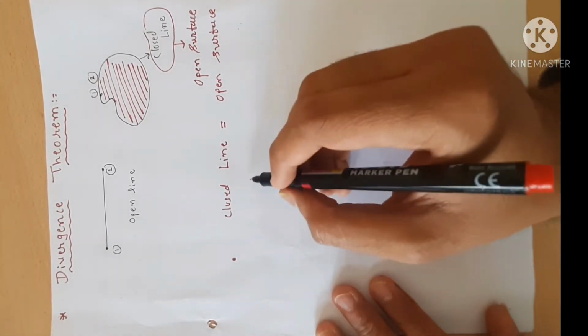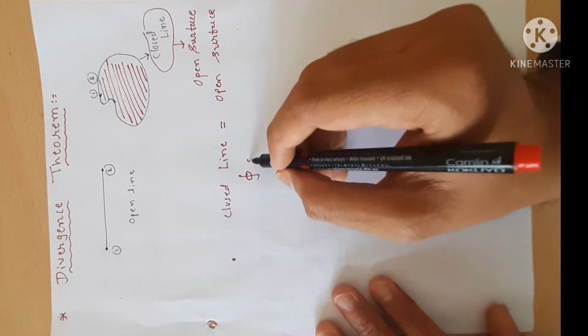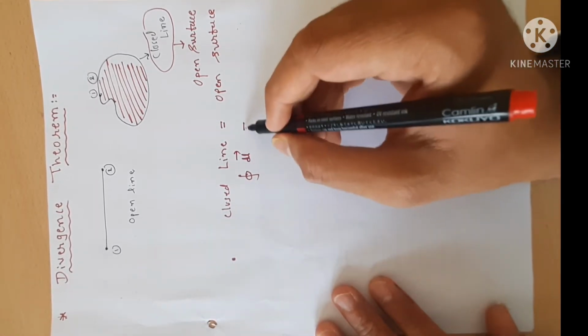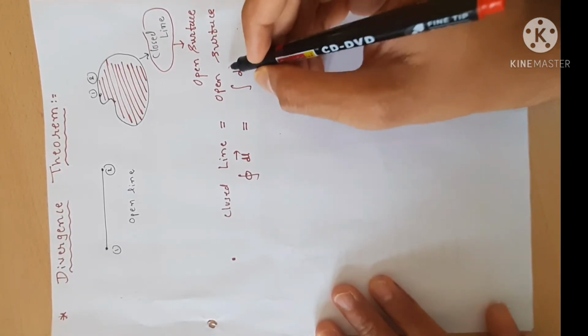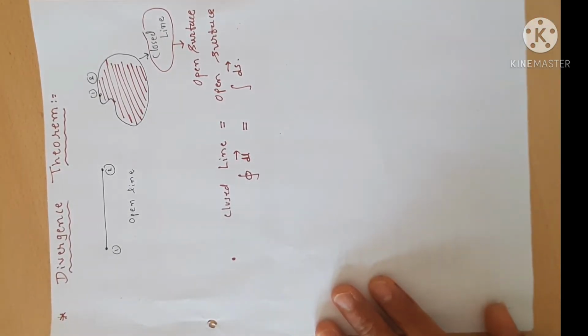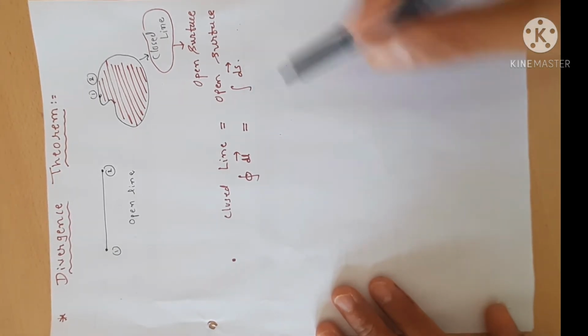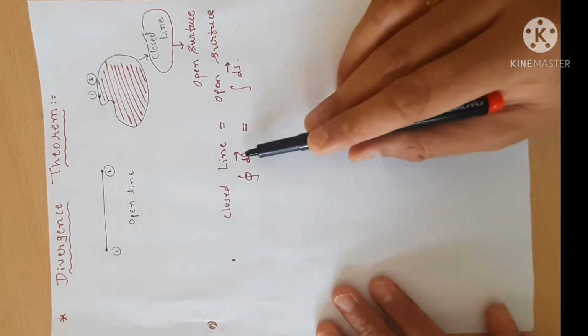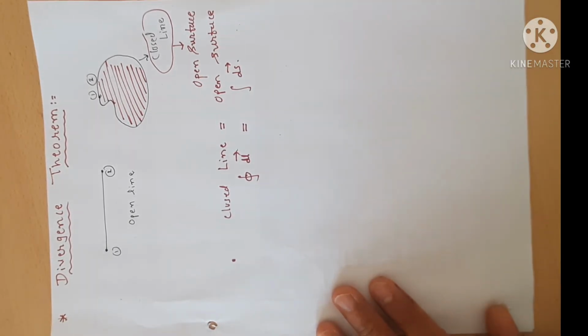Or you can write it this way: integration closed dl, where dl means line, so closed line is equal to integration ds. This integration is open. Here I have not drawn the circle, which means it is open. And line and surface both are vector quantities, so I have to write arrows on them. Okay, so that is all about the line.